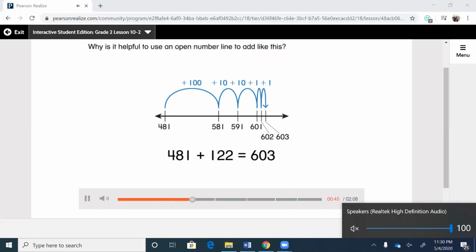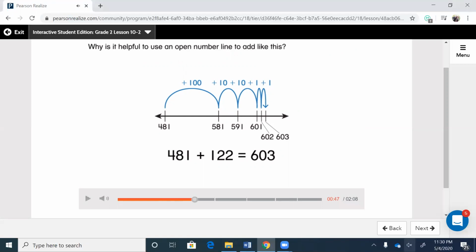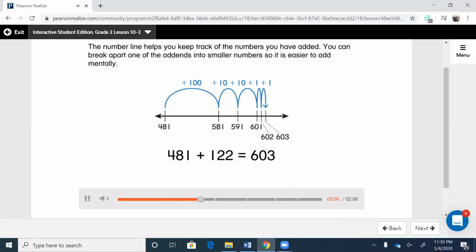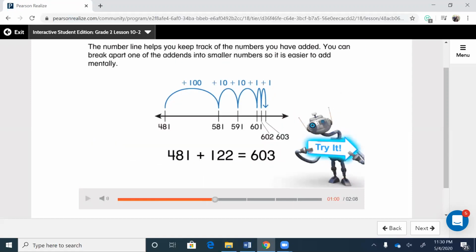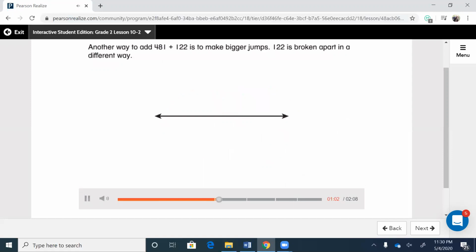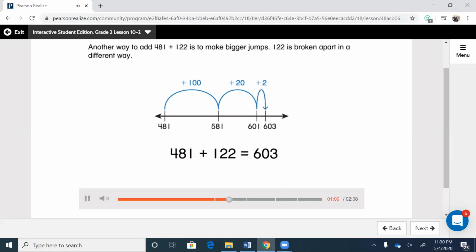Why is it helpful to use an open number line to add like this? The number line helps you keep track of the numbers you have added. You can break apart one of the addends into smaller numbers so it is easier to add mentally. Another way to add 481 and 122 is to make bigger jumps. 122 is broken apart in a different way.